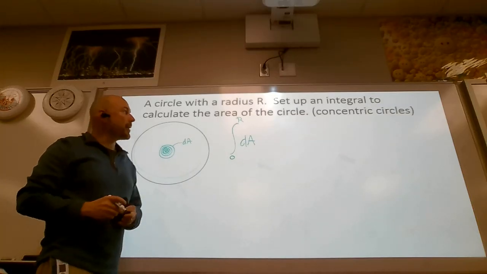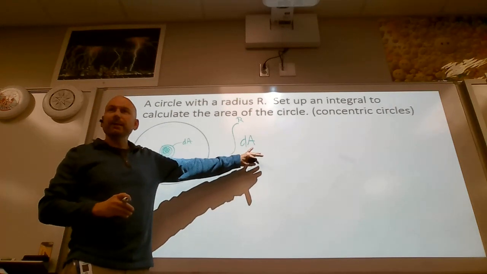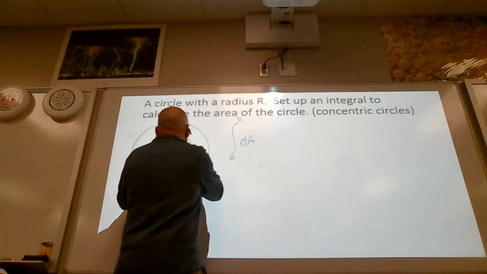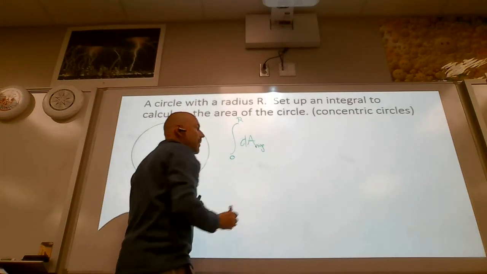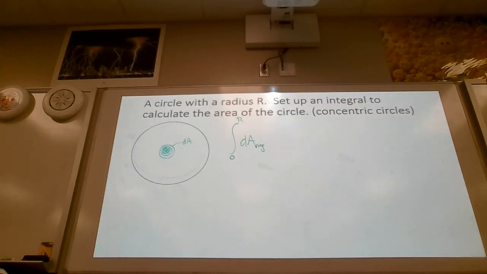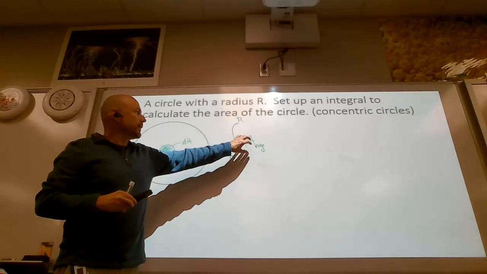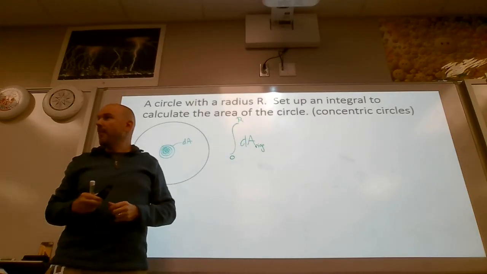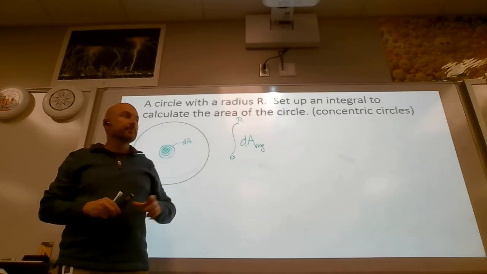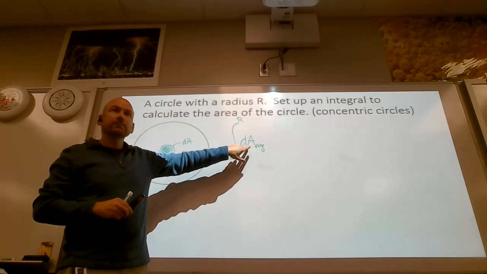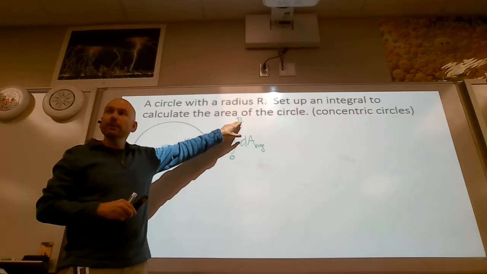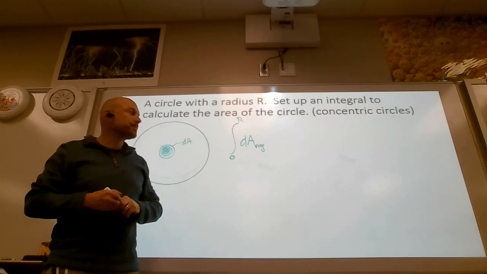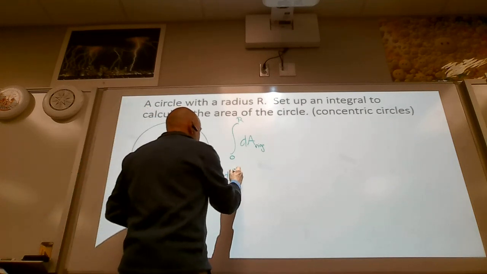Okay. Now, does that make sense? So I'm looking at the area of the ring. Does this jibe with our limits of integration? What's the unit of dA? Meters squared. What's the unit of the limits? Meters. Does not work. So I need to come up with an expression for what dA is.